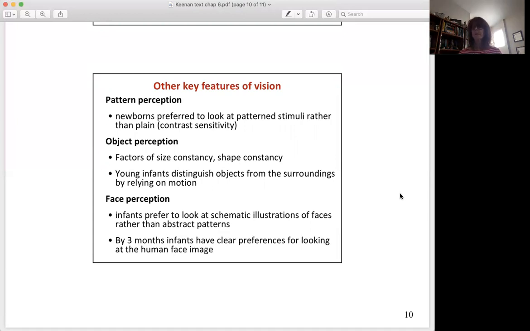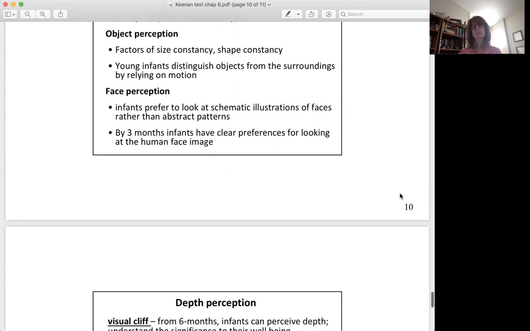Think about survival. Why do infants come with almost that hardwired in at birth? By about 3 months, infants have clear preferences to looking at the human face image. And again, it's survival. Who are the people who are going to protect me?